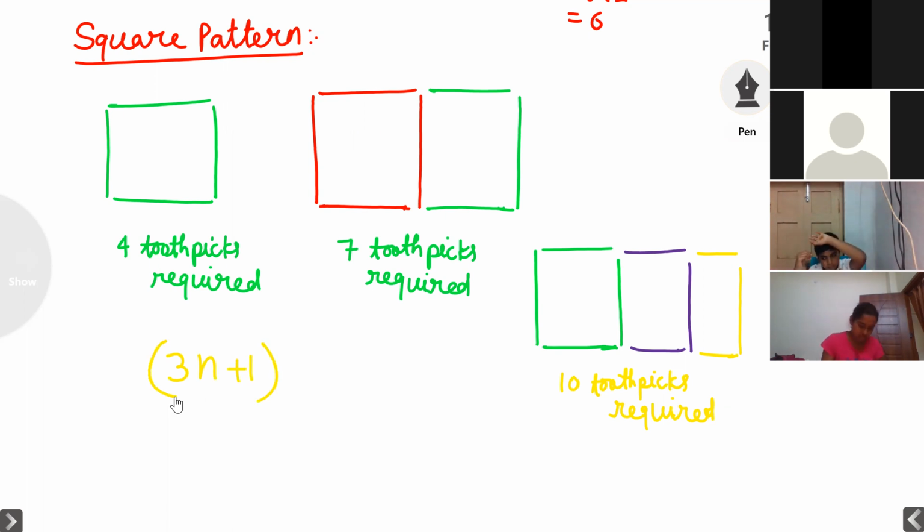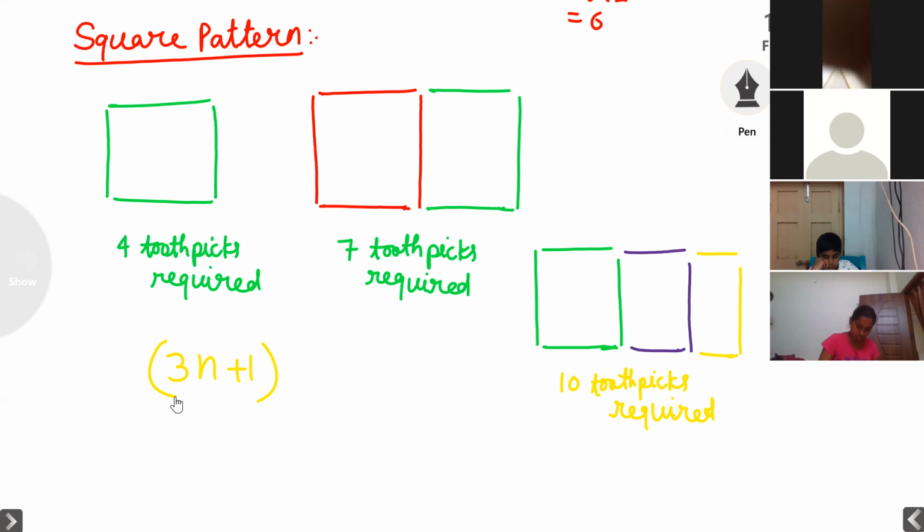3n plus 1. If I want to draw 1 square, 3 into 1 is 3, 3 plus 1 is 4. 4 toothpicks are required. If I want to draw 2 squares, 3n plus 1, the value of n is 2. 3 twos are 6 plus 1, 7. Right, now good.